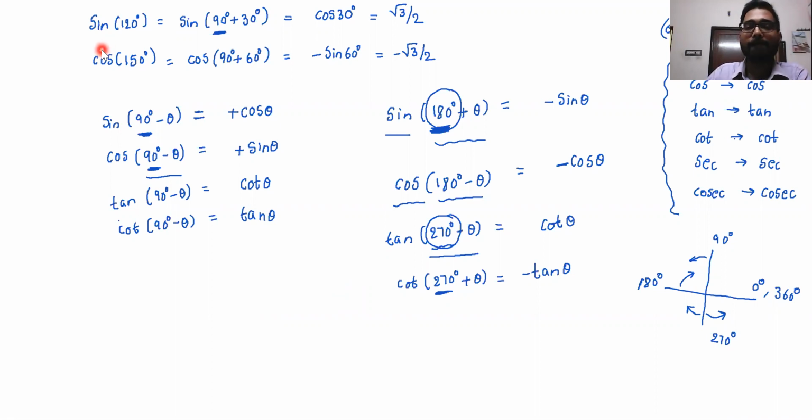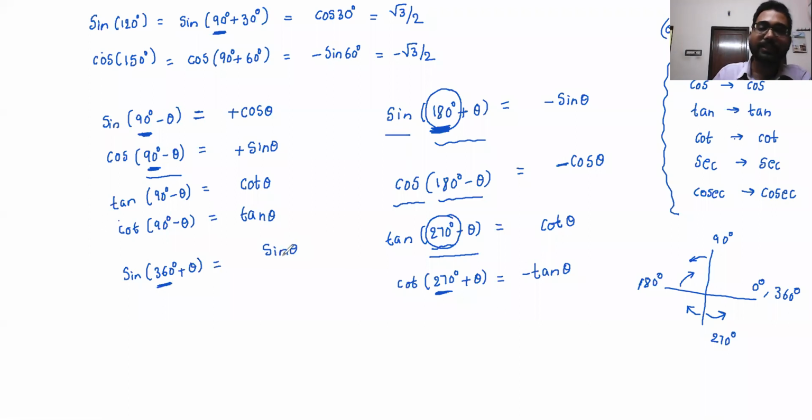So where are we? Okay, so we are in reduction formula. So the last one in this is, whenever you have something like sine of 360 plus theta, here also we can apply the same formula. 360 is an even multiple of 90, so sine will remain sine. So write it as sine theta.